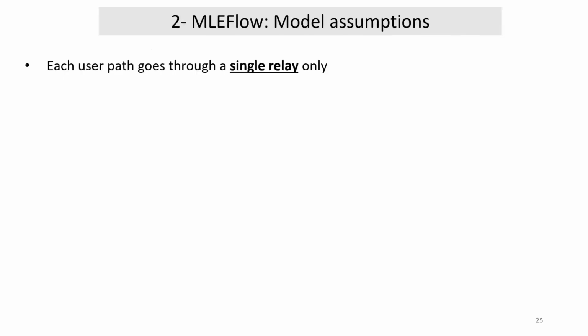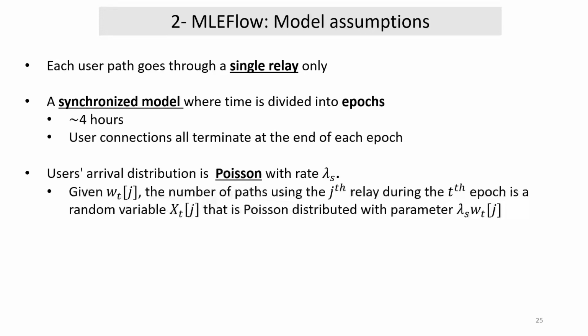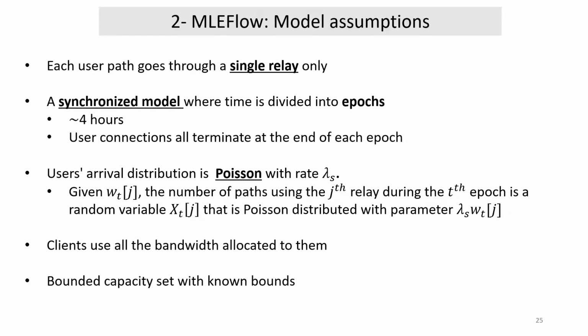As assumptions to our model, we consider a model where each user path goes through a single relay instead of 3 relays. We also consider a synchronized model where time is divided into epochs and user connections all terminate at the end of each epoch. Users' arrivals are Poisson distributed with rate lambda s, so given the weight, Wt of j, the number of paths using the jth relay during the tth epoch is a random variable, xt of j, that is Poisson distributed with parameter lambda s Wt of j. Clients use all the bandwidth allocated to them. We also assume that we have a bounded capacity set with known bounds.